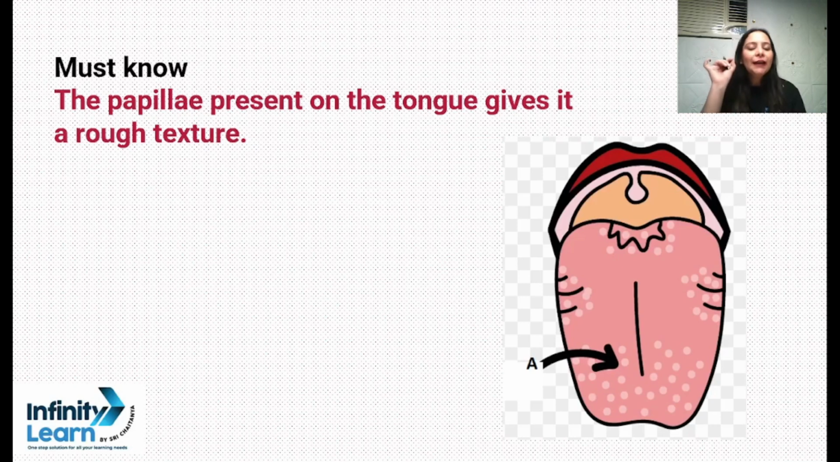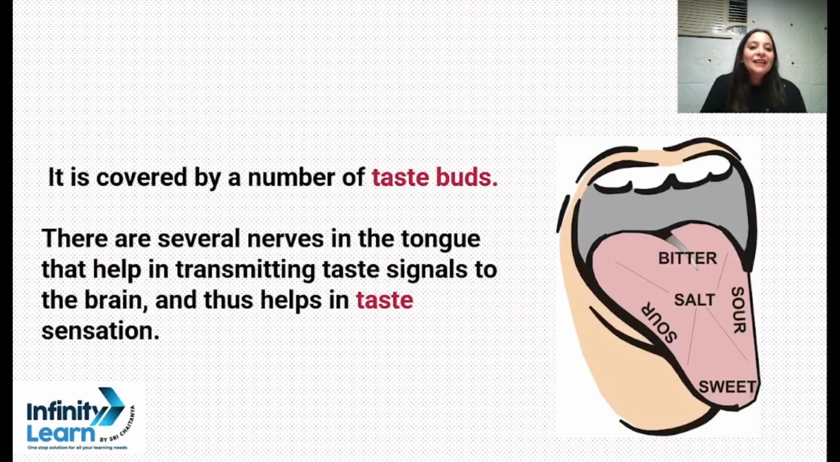Now, if you see your tongue in a mirror, you will see that there are dot-like, pointed structures present on your tongue. Those are called papillae. What do we call them? We call them papillae. So papillae are present all over the tongue and they give the tongue a rough texture. It is covered by a number of taste buds.